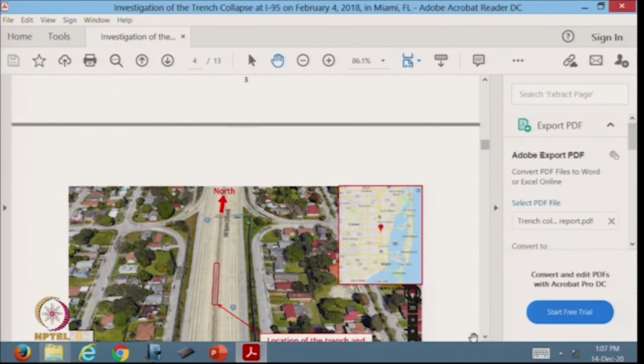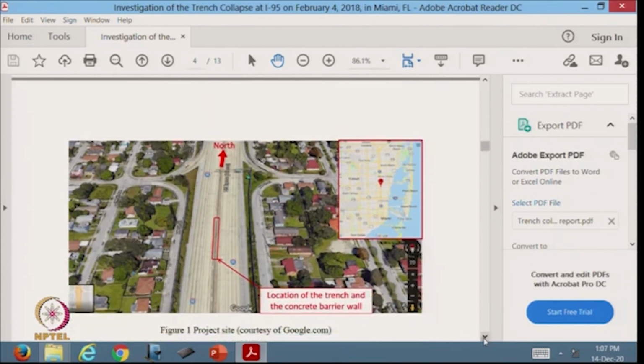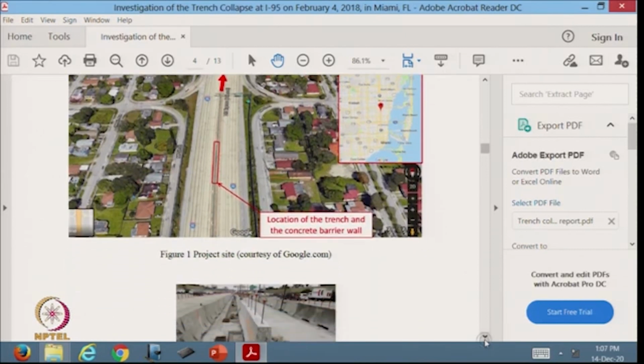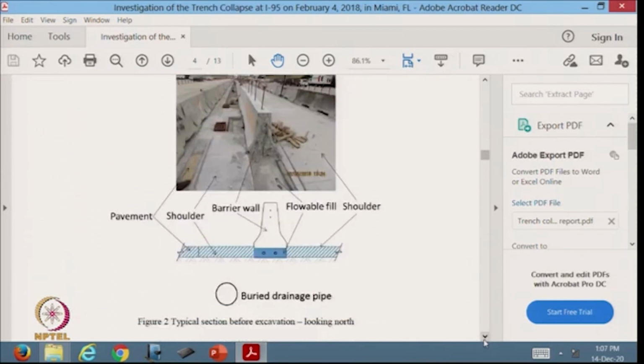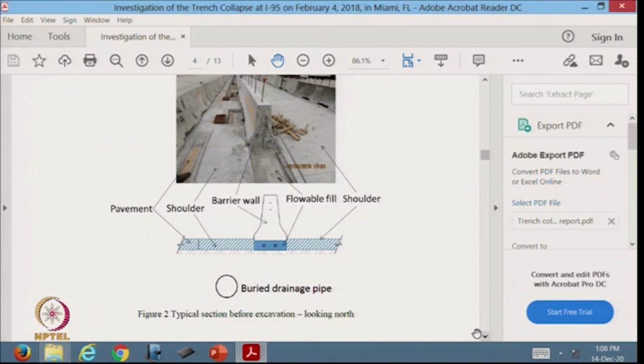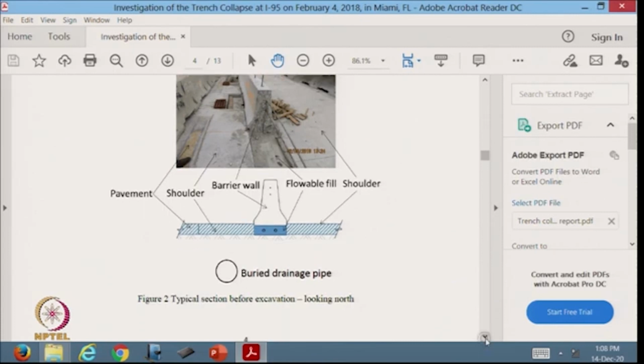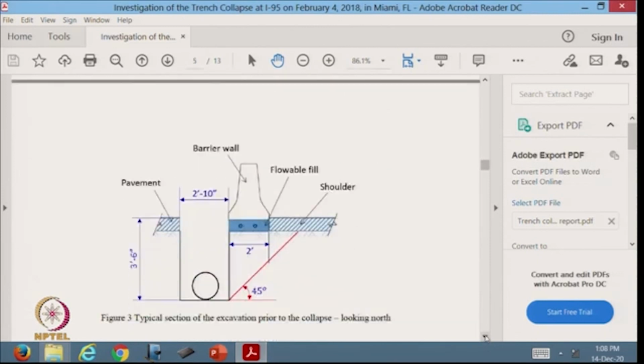So this is a side picture showing the trench and the concrete barrier wall. This picture shows the pavement, the shoulder, the barrier wall, and below the barrier wall there was a flowable fill. If you see the barrier wall, after it was excavated, it didn't have any underpinning or support, so it was standing like that, which led to the collapse of the concrete barrier wall. So there was a flowable fill here, and that led to the collapse of the wall.